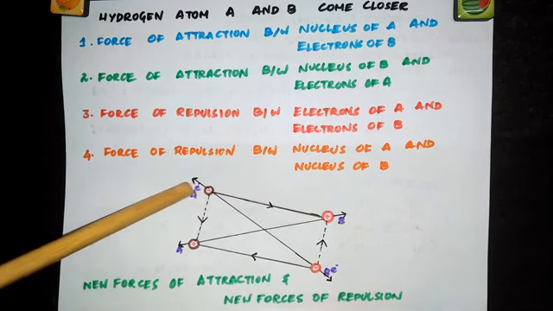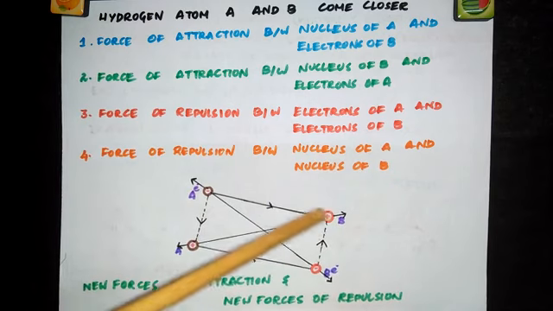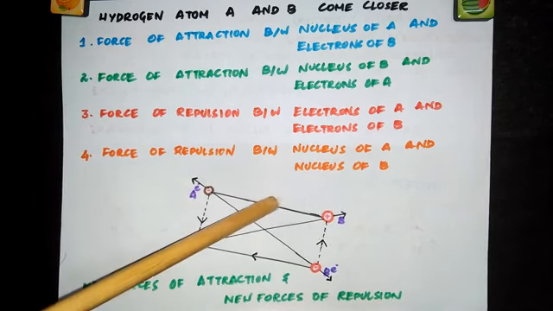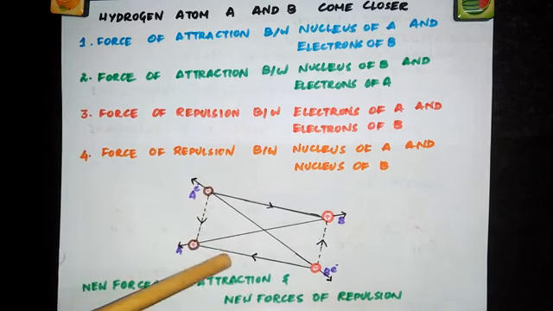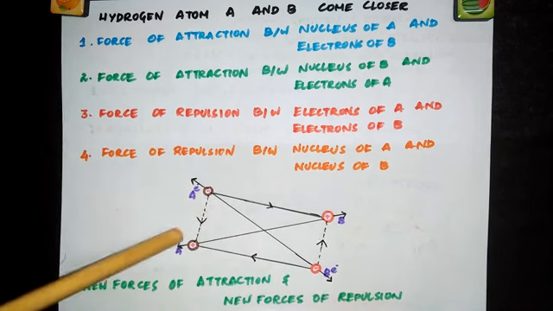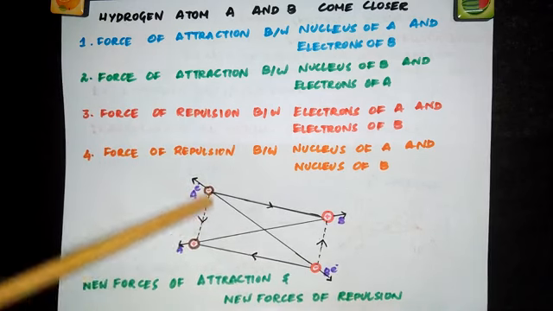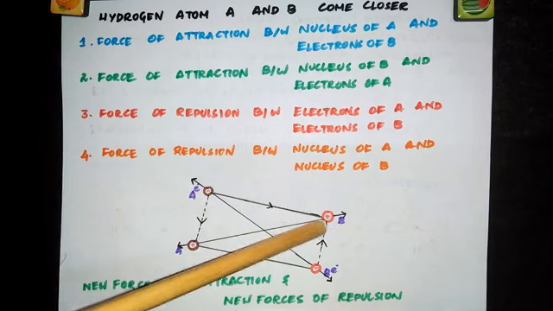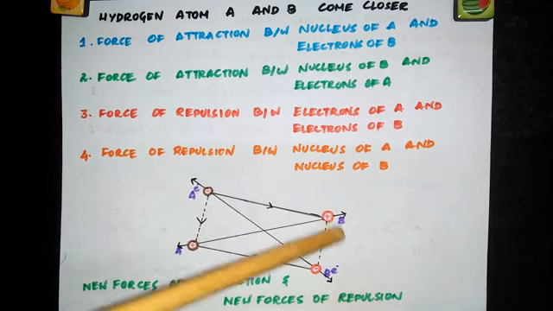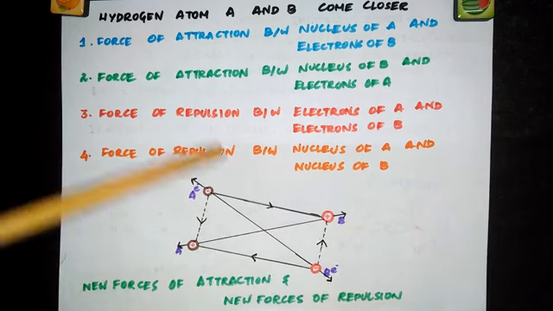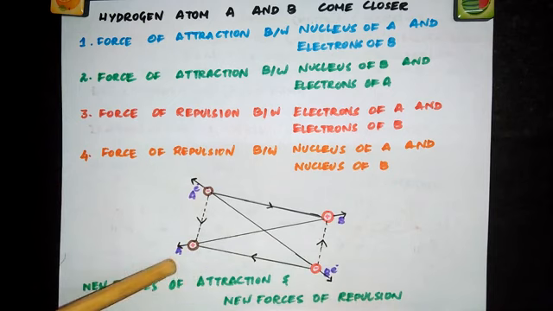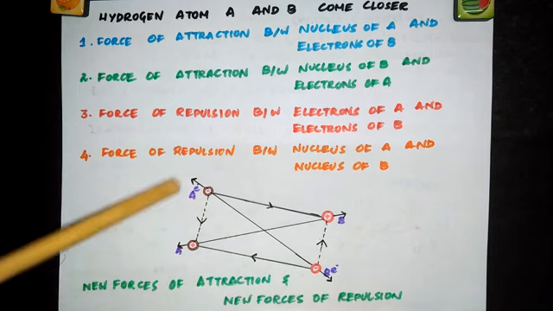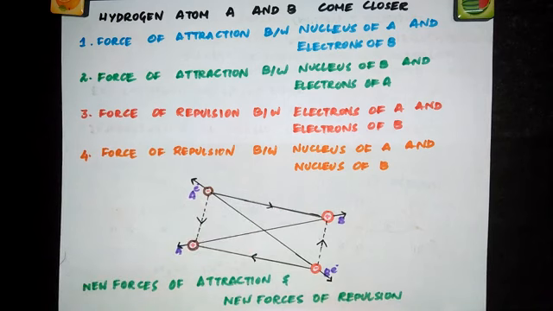Now see, between the electron of A and the nucleus of B, there is an attractive force. Same way, between the electron of B and the nucleus of A, there is an attractive force. Same way, between the electron of A and the nucleus of A, there will be an attractive force which is already present. Same way, there will be attraction between the nucleus of B and the electron of B which is already present. So as we are talking about the new forces, what are the new forces now? Forces of attraction between the nucleus of A and the electron of B, and the electron of A and the nucleus of B. This is the new force of attraction.